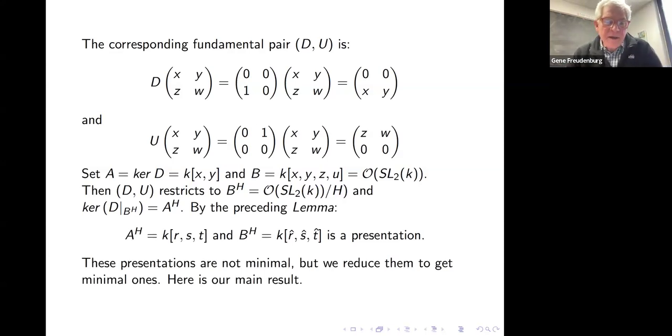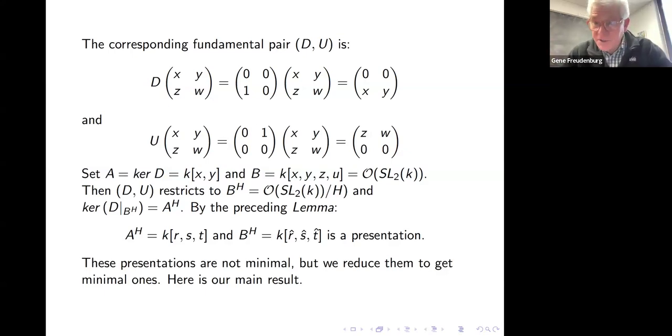So by the preceding lemma, I've already observed each A^H is generated by three elements, call them R, S, and T. And therefore, the thing I want to understand, B^H, is generated by those vector spaces R, S, and T. And that gives us a presentation of the action. These presentations, however, are certainly not minimal. They tend to include far too many generators. But we reduce them to get minimal ones. So that's the strategy. You get a presentation and then reduce it.